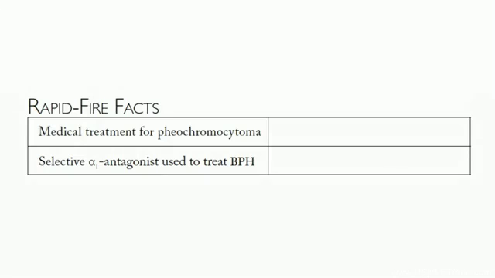And finally here we have a couple rapid fire facts. Pheochromocytoma is treated with an alpha antagonist. BPH, selective alpha blocker, like we said before, go with tamsulosin.